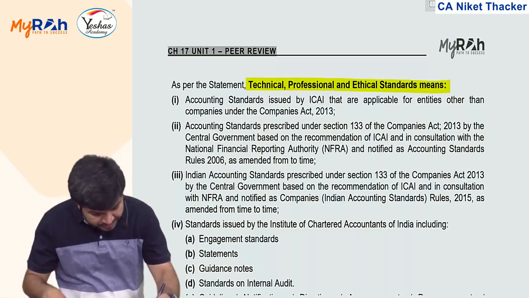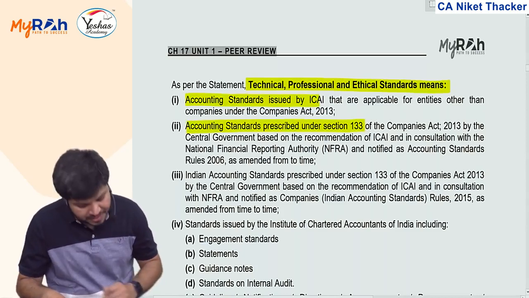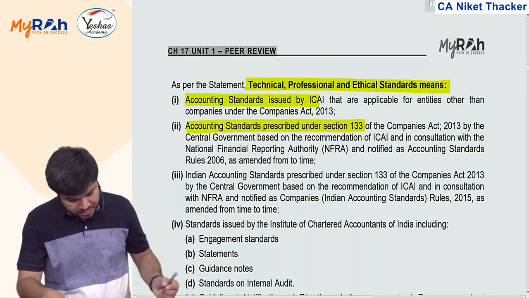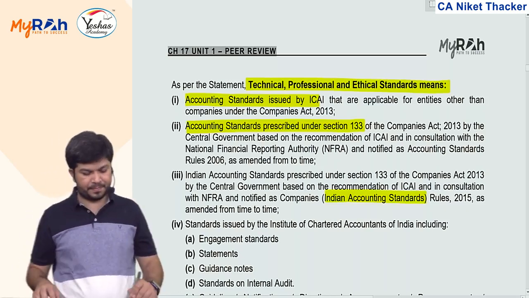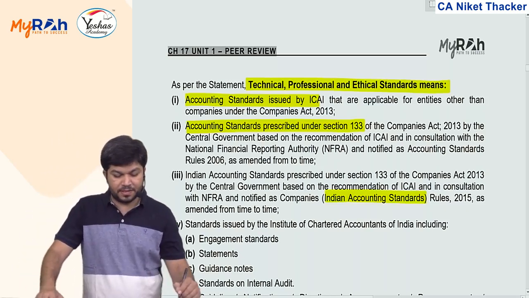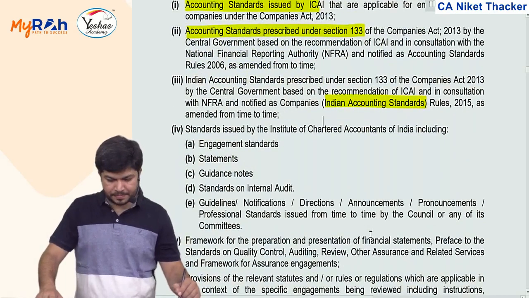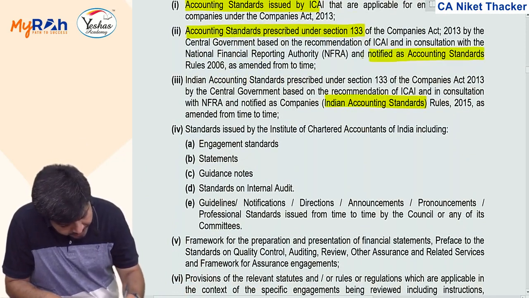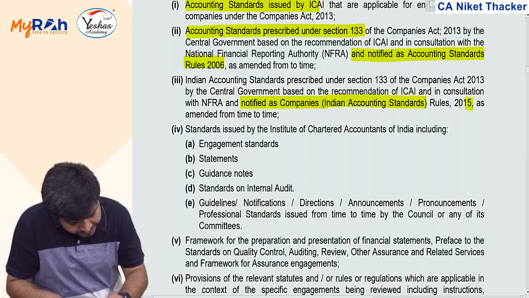So it is accounting standard issued by ICAI, prescribed under section 133. This is the normal one. Second one is the normal one, third one is Ind AS. These are notified as accounting standard rules. These are notified as Ind AS.